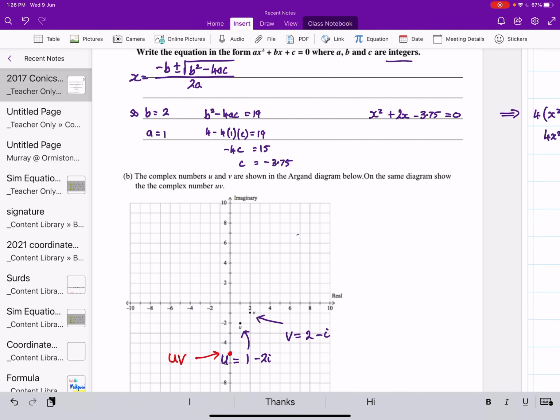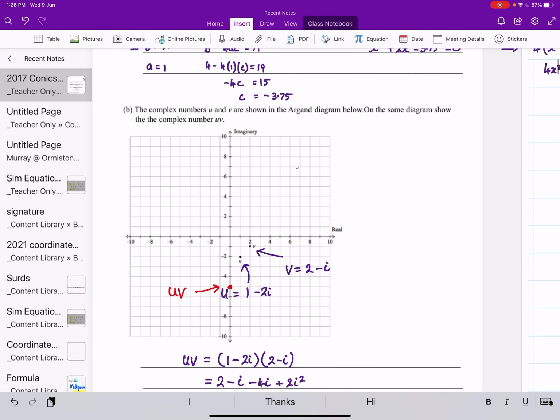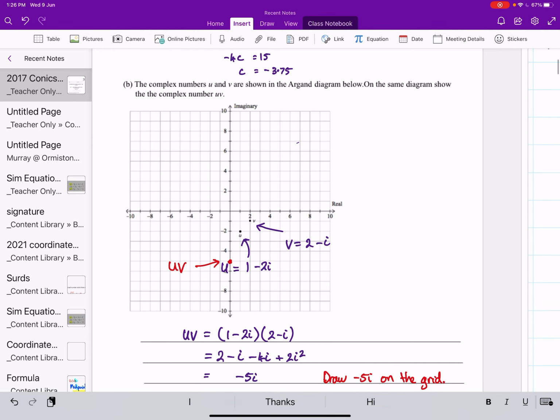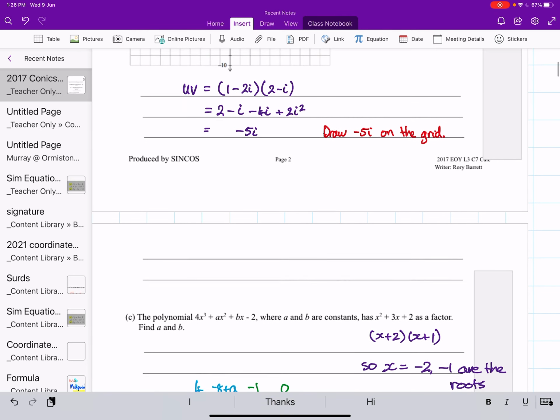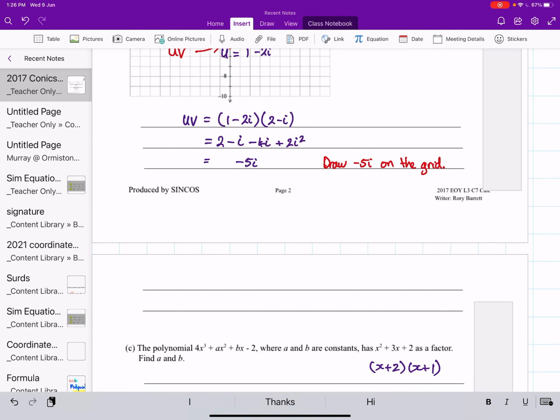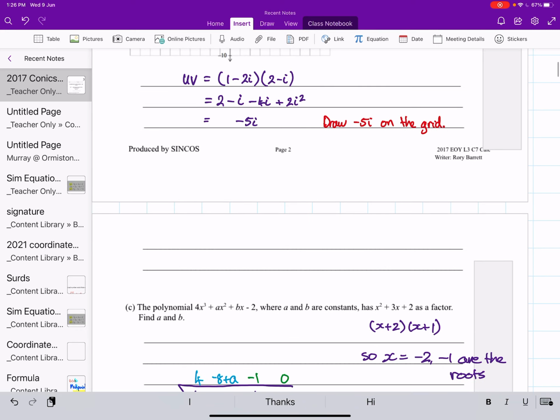We want u times v, so multiply those together, expand it out, and your answer is negative 5i, which you draw on the grid for your second achieved mark. For the next question, we have x squared plus 3x plus 2, so factorize that. That means that negative 2 and negative 1 are roots.